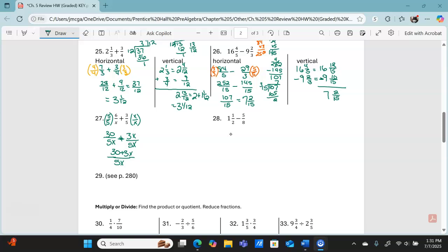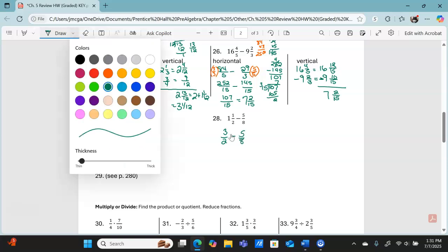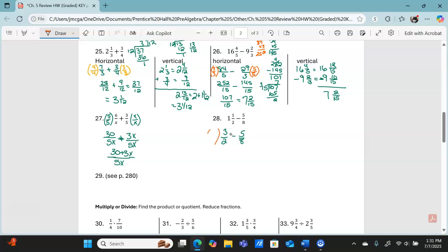On this one, okay, I'm going to do this one both horizontally and vertically. I think horizontally is going to be better. So horizontally, I'm going to take the 1.5 and make it an improper fraction. 1 times 2 is 2 plus 1 is 3. So it's 3 over 2 minus 5/8. My common denominator is 8. So I'm going to need to multiply this one by 4 over 4. So I get 12 over 8 minus 5 over 8. 12 minus 5 is 7 over 8.